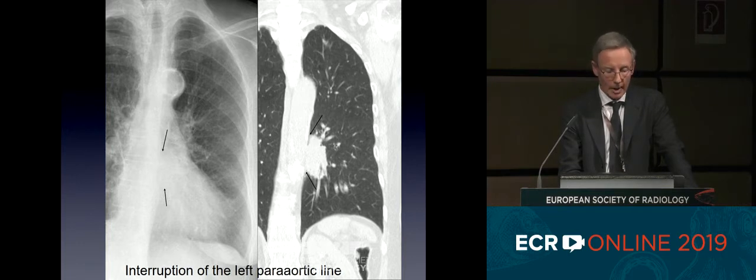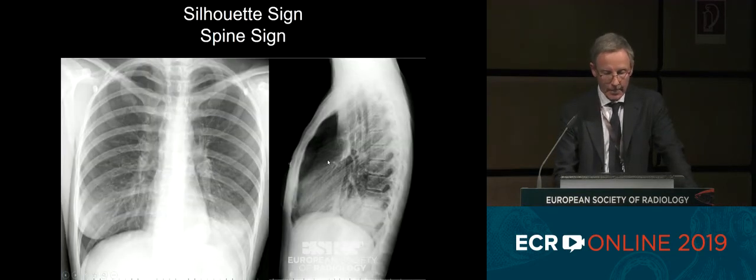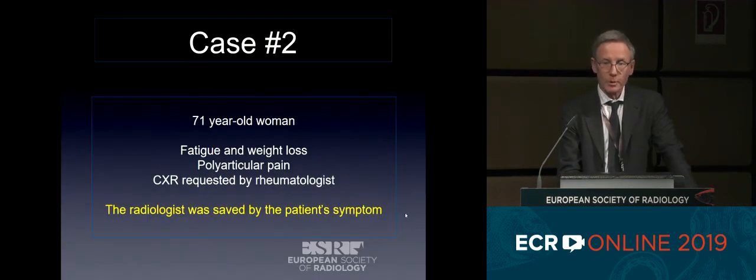If you use this method of looking and checking at these hidden areas, and learn about mediastinal lines, which we'll cover in a moment, and learn about the silhouette sign, which will be explained, you will notice that there's an opacity here because this paraaortic line has disappeared. So something is abutting the aorta. There it is on the CT scan. These two signs, the silhouette sign and the spine sign, in a left lower lobe pneumonia will be explained in a few minutes. So the radiologist here was saved by the patient's symptom.